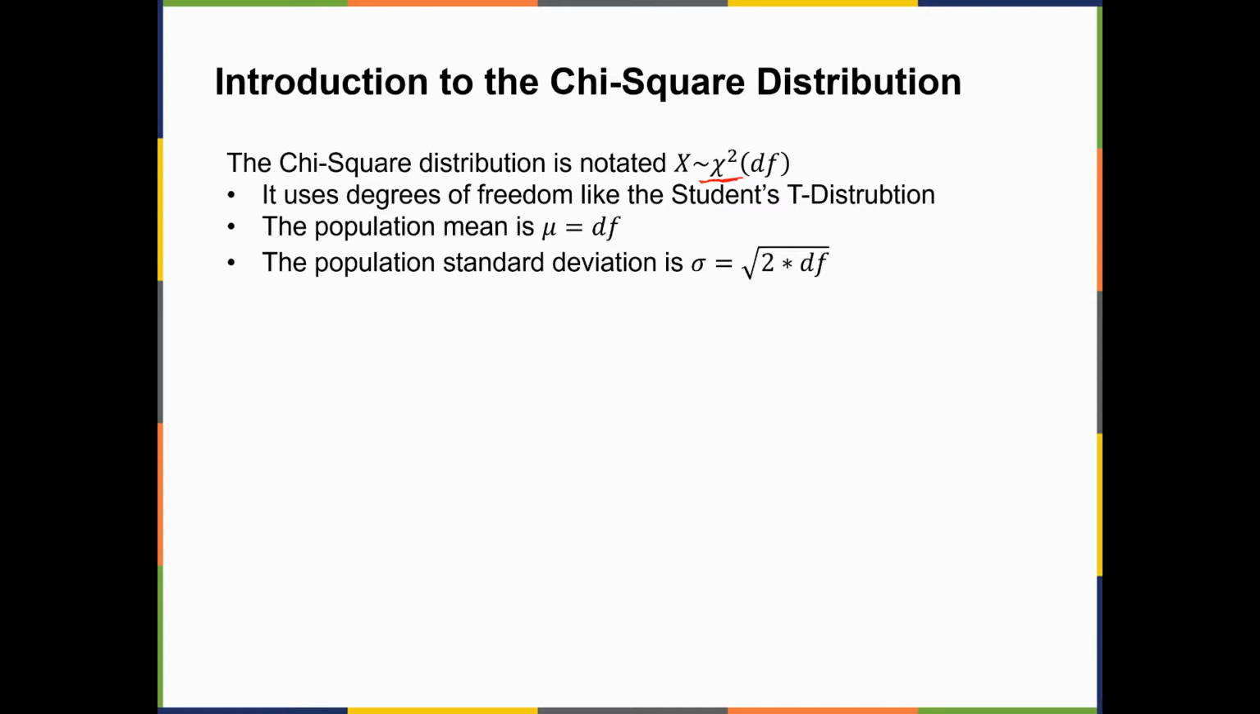I just realized that this is not spelled correctly. Distribution, typo there, sorry about that. The population mean is mu equal to the degrees of freedom, and the population standard deviation is sigma equal to the square root of 2 times the degrees of freedom.